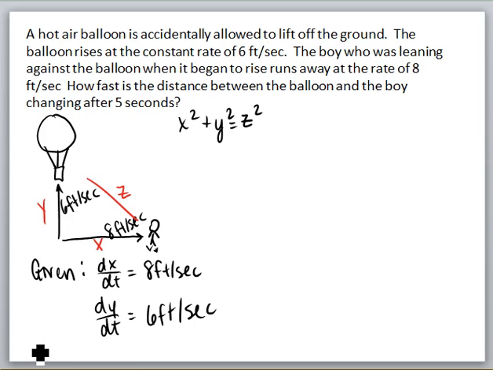I did forget to write down what I'm trying to find. I'm trying to find out how fast the balloon and the boy's distance is changing. So that would be dz over dt. I'm supposed to do that when t is equal to 5.